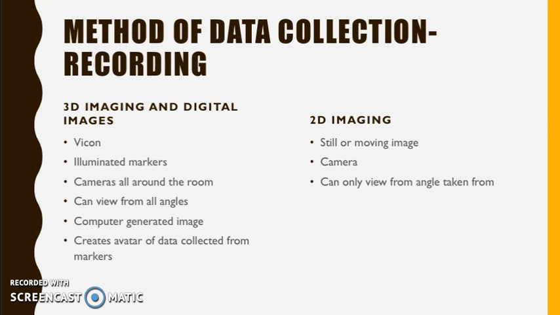Data can also be generated through 2D images, which have been taken by a camera. An image can be moving or still, and although it is of a 3D person, it can only be viewed from the one angle it was taken from. So it's 2D. An example of this is a basketballer jumping who would be videoed by a camera, creating an image which is only from one perspective, which is that the camera took it from.